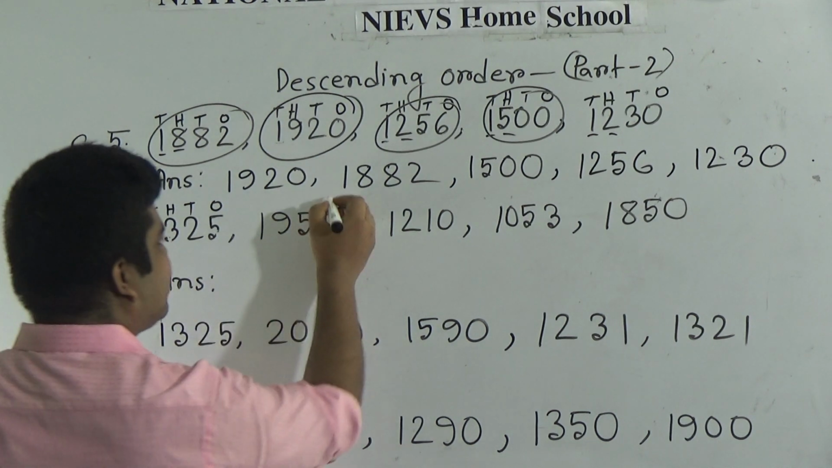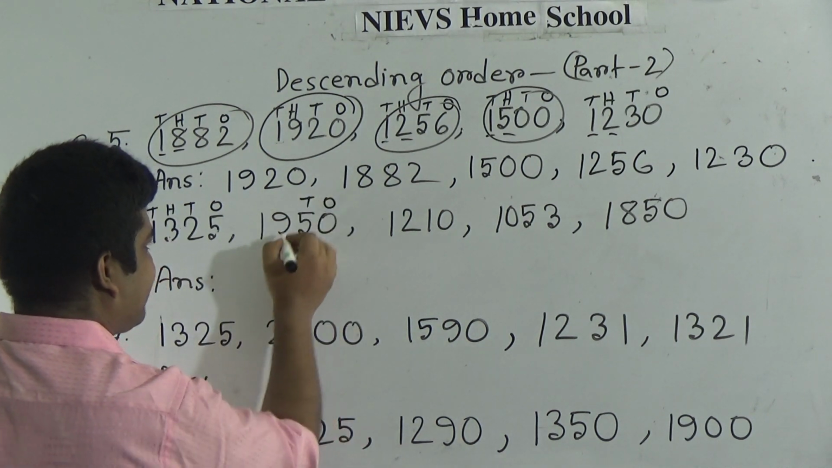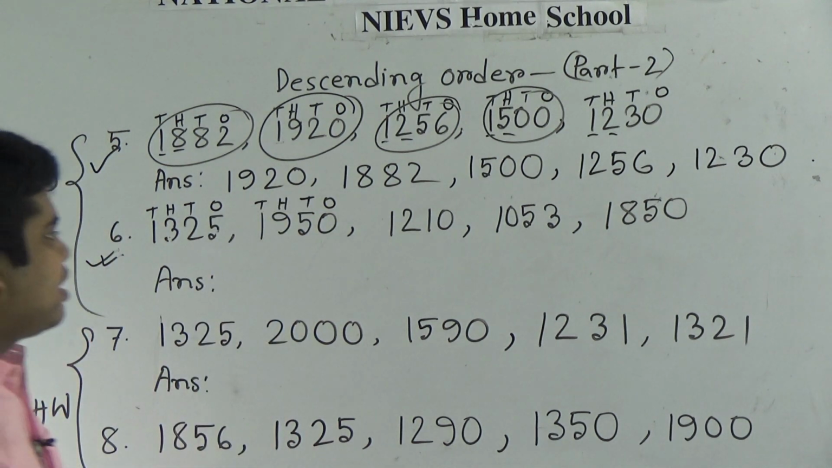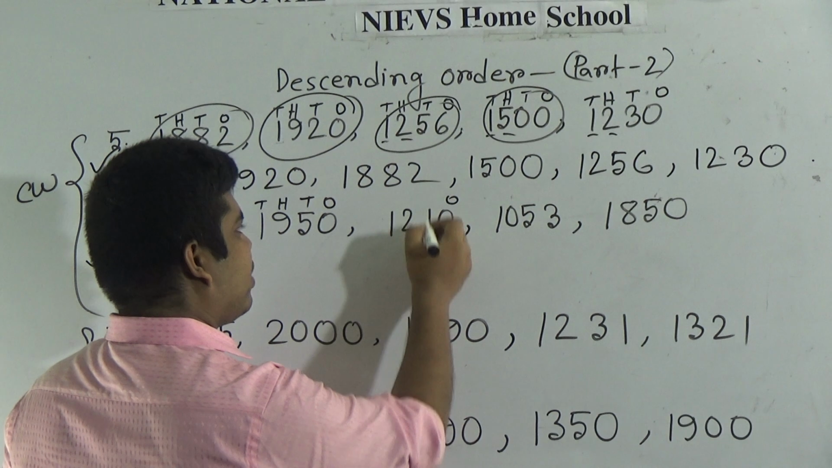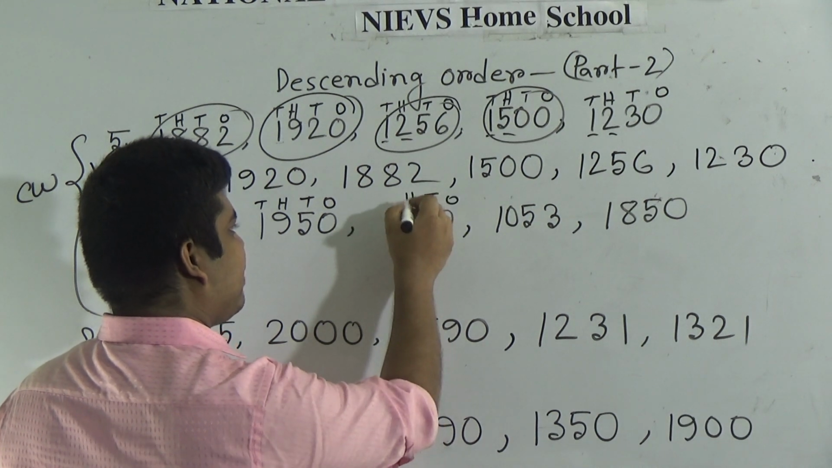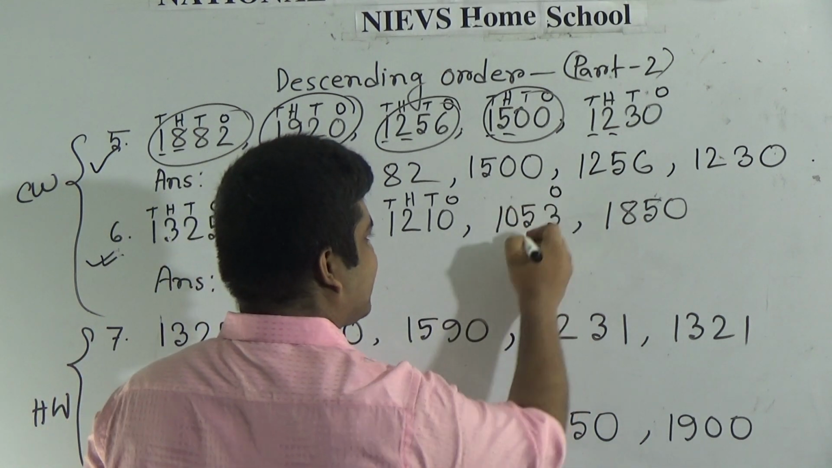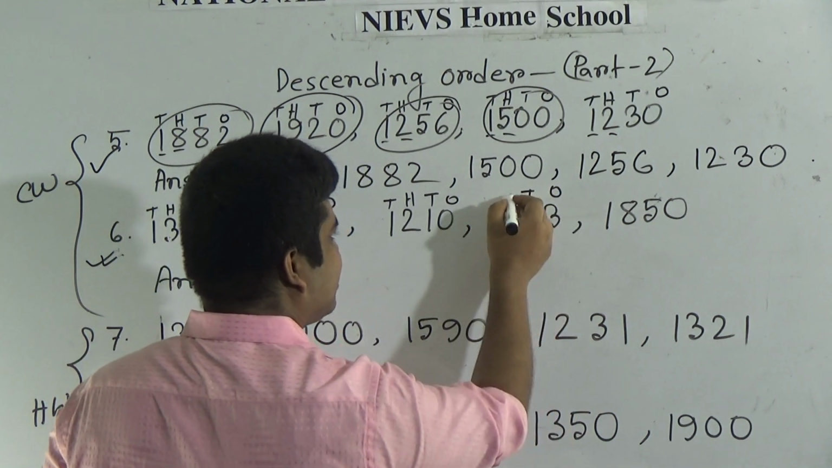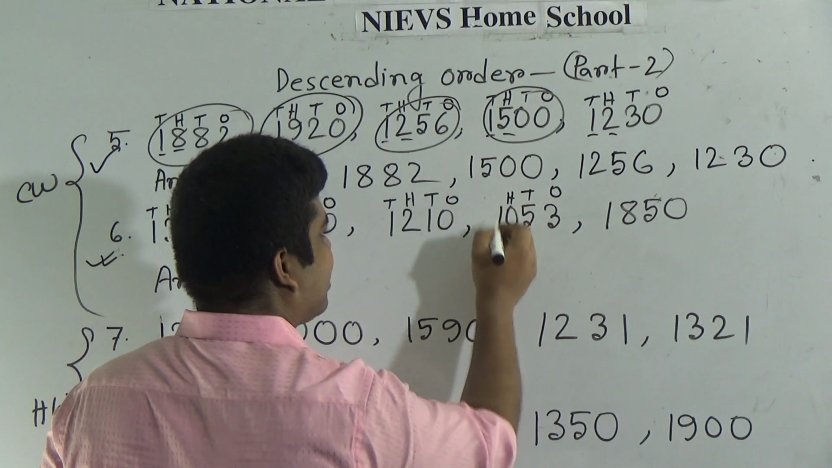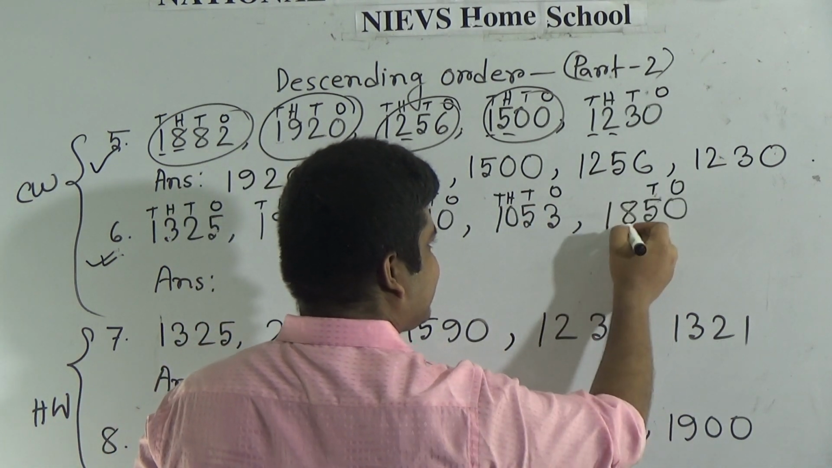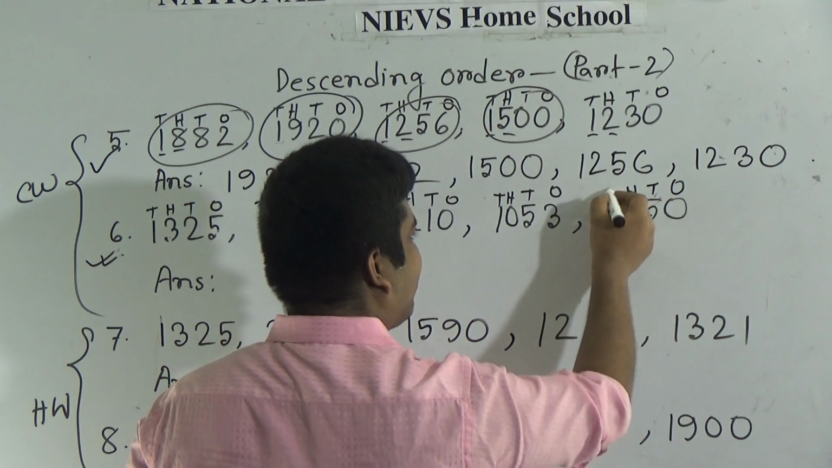Similarly, 0 is in 1's place, 5 is in 10's place, 9 is in 100's place, and 1 is in 1000's place. 0 is in 1's place, 1 is in 10's place, 2 is in 100's place, and 1 is in 1000's place. Here 3 is in 1's place, 5 is in 10's place, 0 is in 100's place, and 1 is in 1000's place. 0 is in 1's place, 5 is in 10's place, 8 is in 100's place, and 1 is in 1000's place.